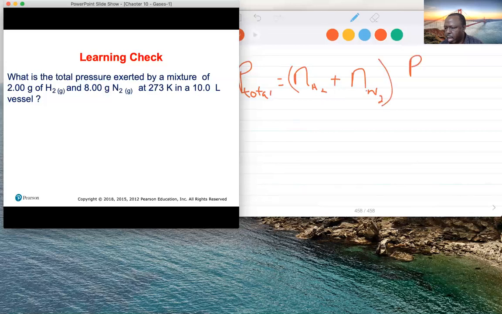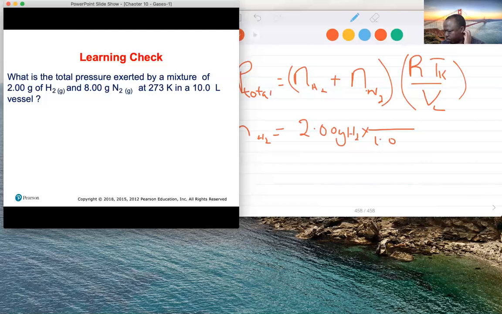times RT over V. And remember, T is in K and V is in liters. This is what we are going to use, where n of hydrogen gas is given by 2.00 grams of H2 times one mole of H2 over the molar mass. It's not hydrogen atom. For hydrogen gas, the molar mass is 2.02 grams per mole of H2.